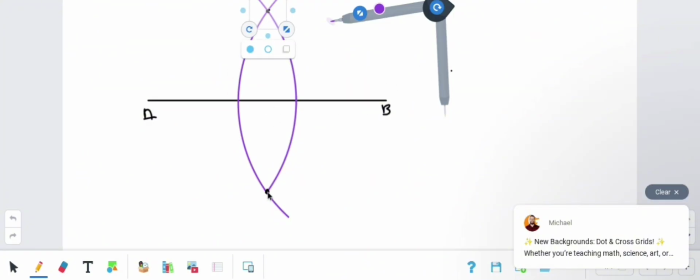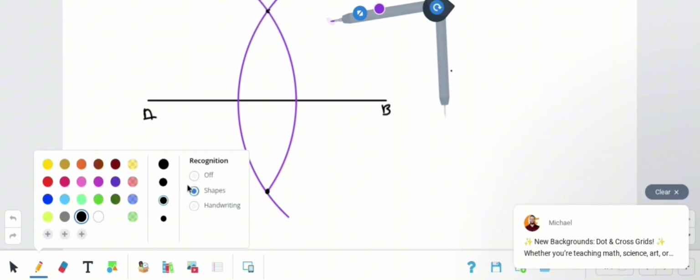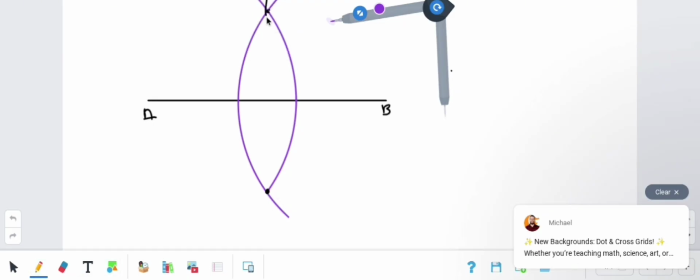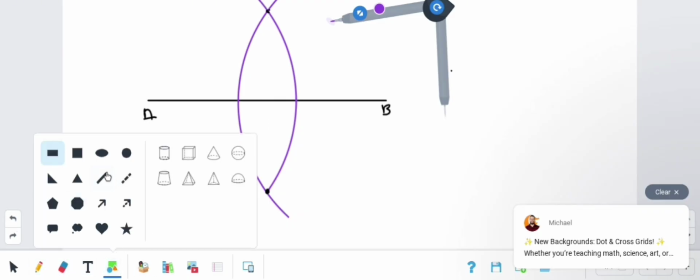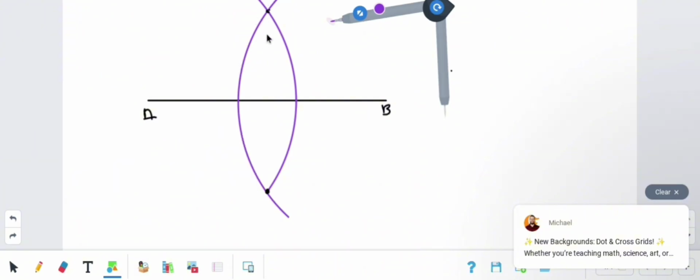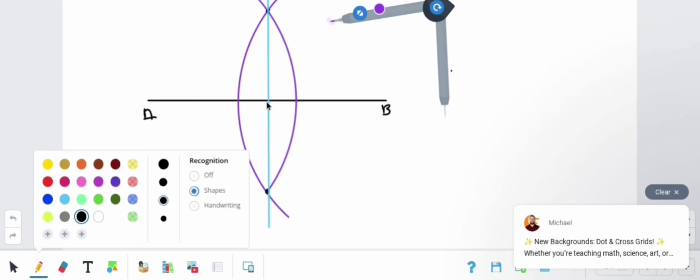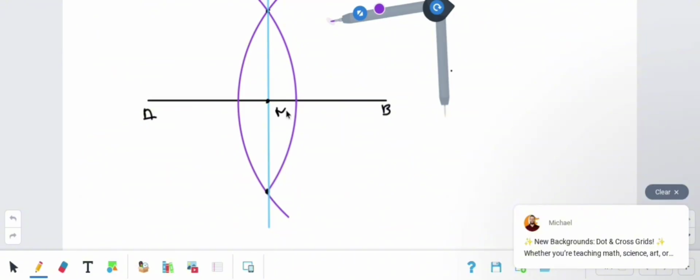And right here where they intersect, we're going to draw a straight line downwards through my points. Not the straightest line. Let's do that again. Okay, let's get a line. I'm going to draw a straight line. There it is, much cleaner. My straight line, and we can call this point M, right?